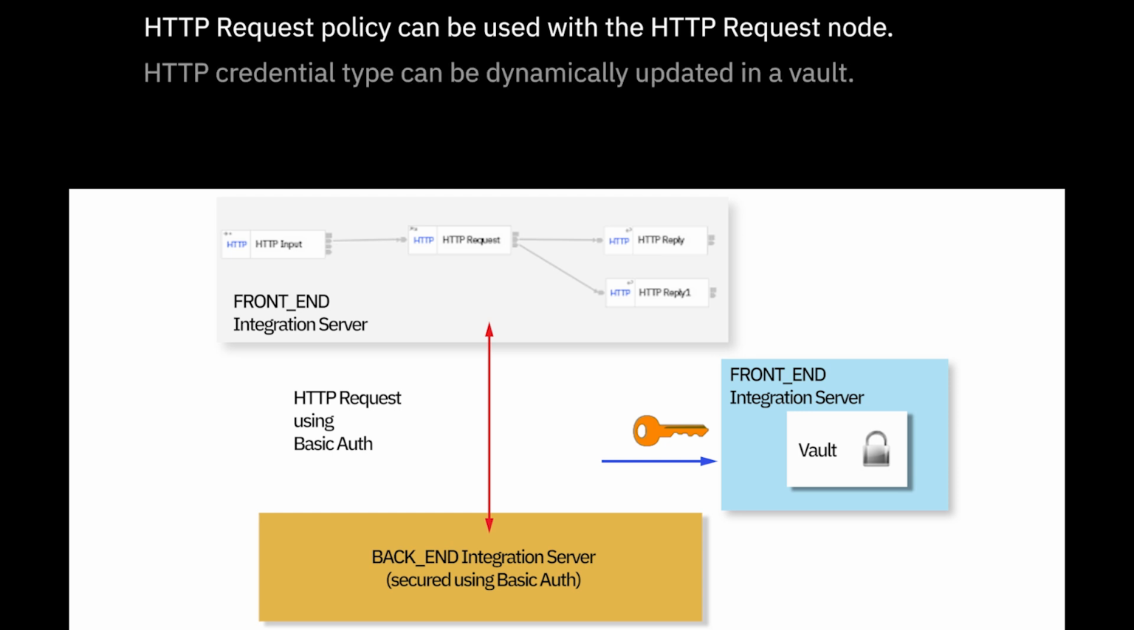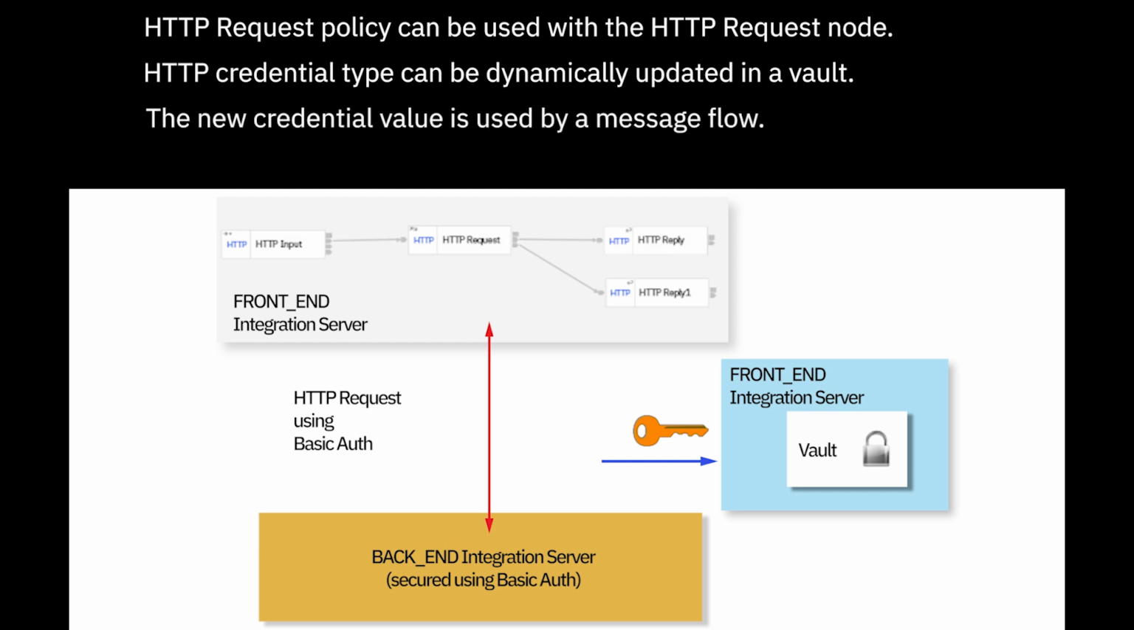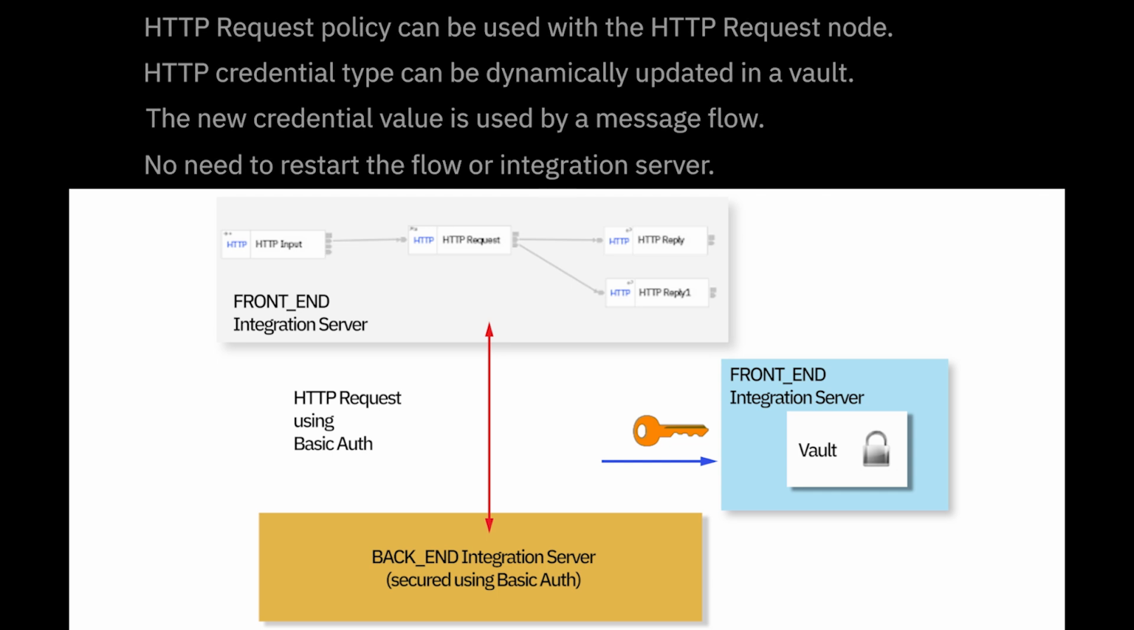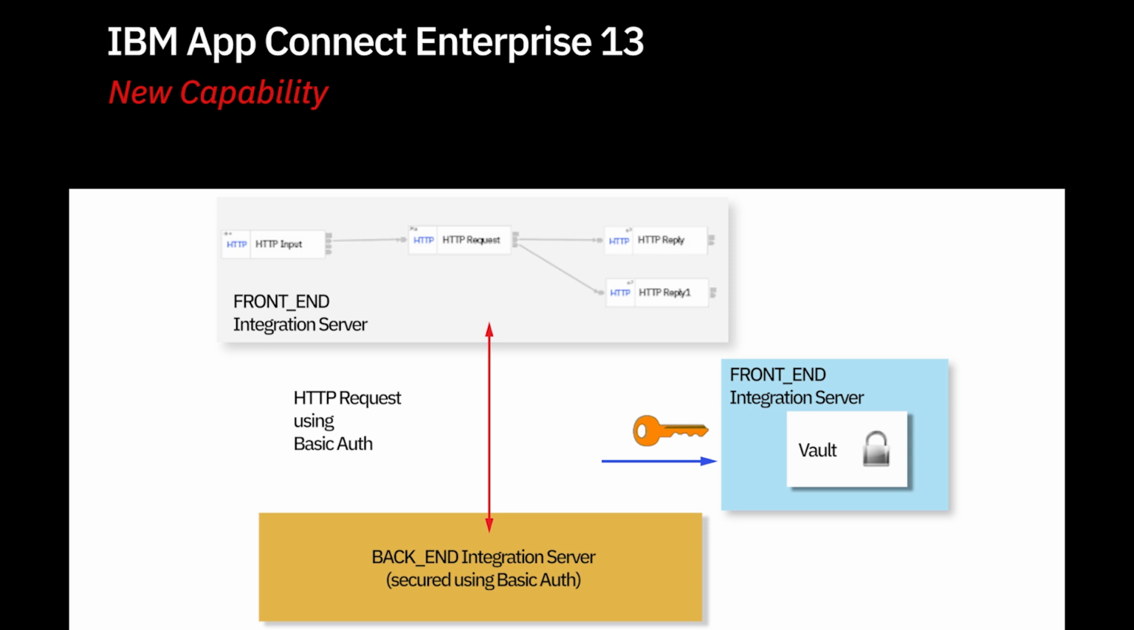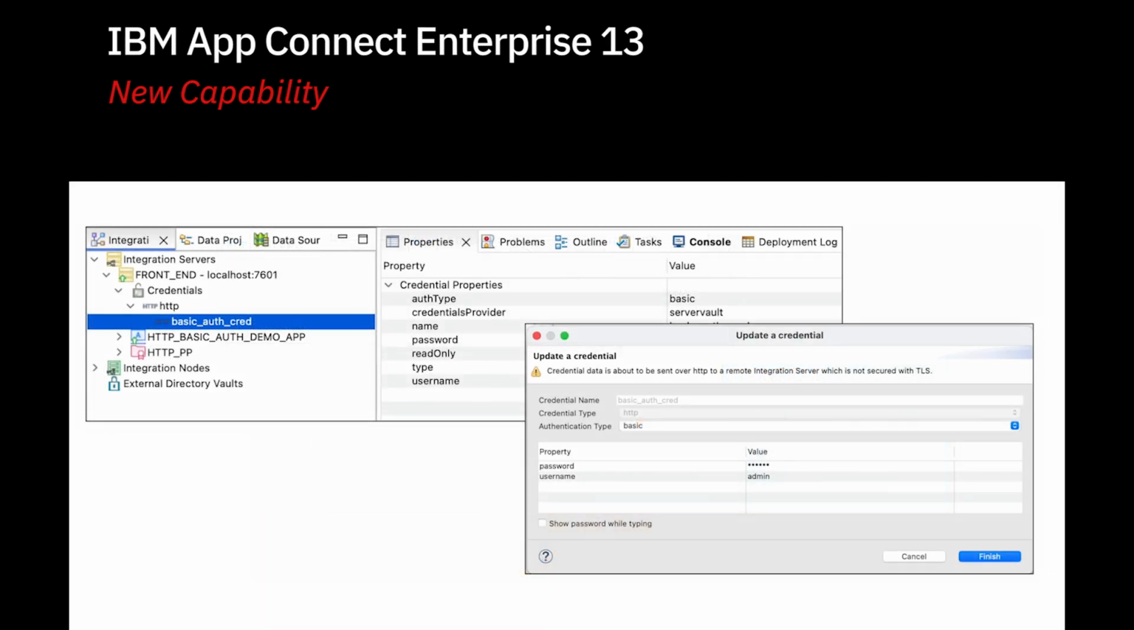I have also shown how the HTTP credential type can be dynamically updated in a vault, and the new credential value is used by a message flow without needing a restart of a flow or the integration server. I'm going to go through the same scenario, but take advantage of new capability in version 13, such as using the new toolkit options for managing credentials and using a terminal from within the toolkit.